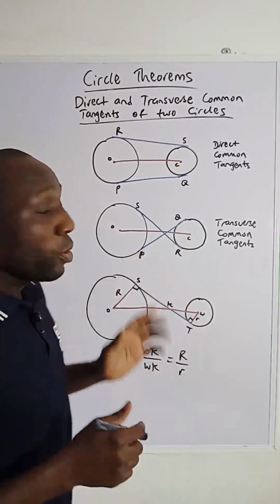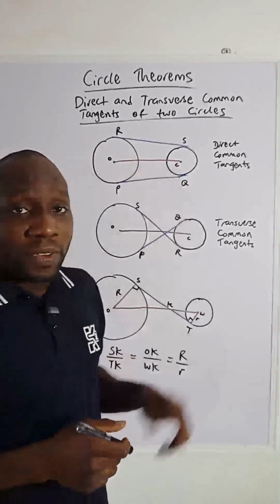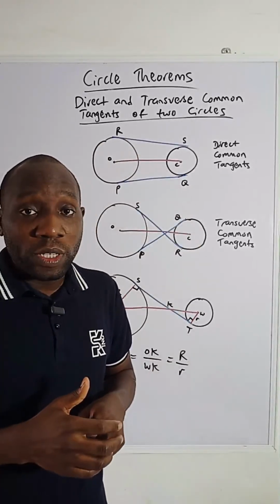As you can see, today we'll be talking about direct and transverse common tangent of two circles.